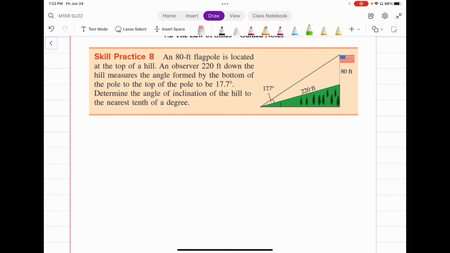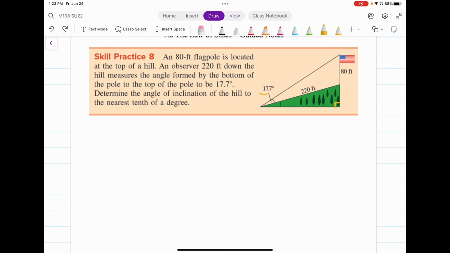Lastly, we have an 80-foot flagpole located at the top of a hill. An observer, 220 feet down the hill, measures the angle formed by the bottom of the pole to the top of the pole at 17.7 degrees. We want to know the angle of inclination of the hill to the nearest tenth of a degree.